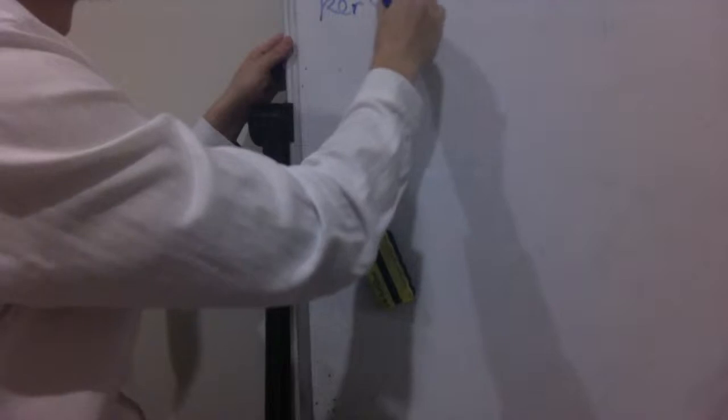Okay, so the kernel of a group homomorphism is the pre-image of the identity. So now this makes sense, right? It's all the things in G that go to the identity in H.